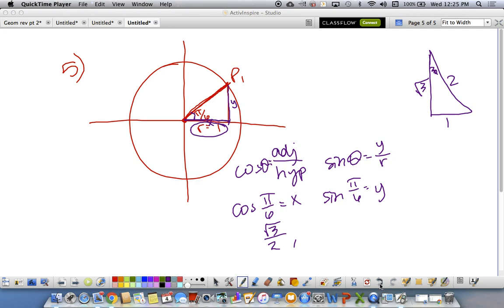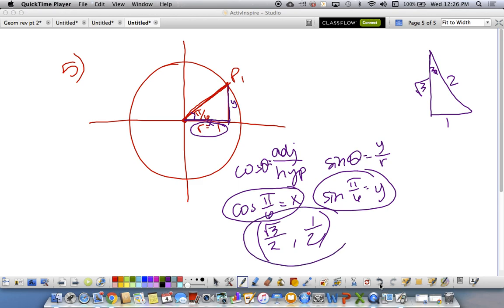it's a point. X is cosine pi over 6. Well, what is pi over 6? What's cosine of pi over 6? Square root of 3 over 2. What's sine pi over 6? It's a half. You're in the first quadrant. What are the coordinates? Coordinates are an x and a y. If I ask you to go plot 7, negative 2, can you go plot that?